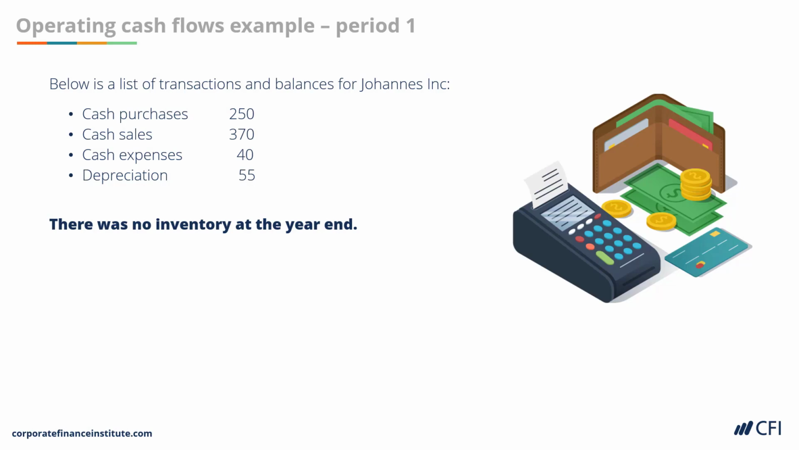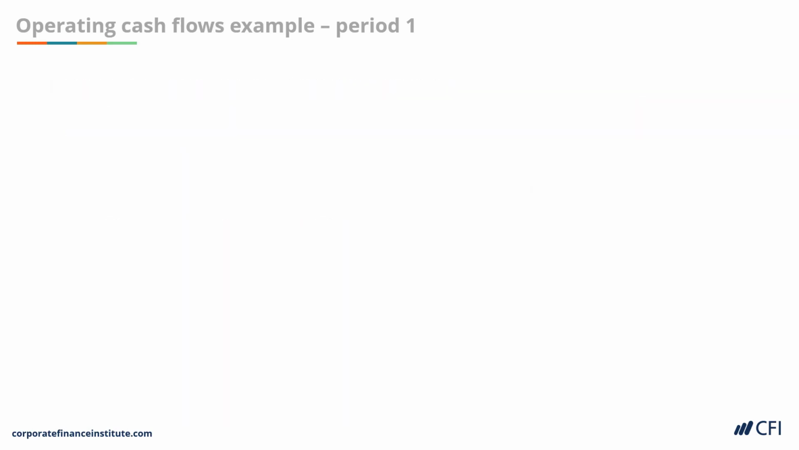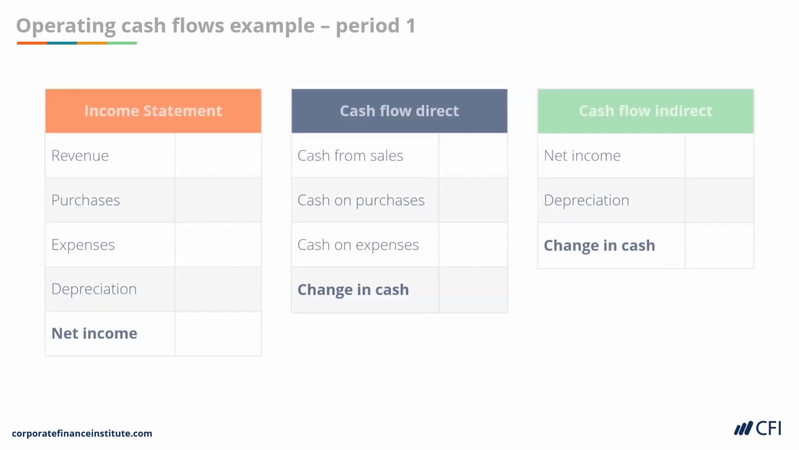If you'd like to test yourself as we go, please download the Excel template called Johannes Periods 1 to 3 template. You should try completing period 1 before moving on to the next period. Let's work through each transaction individually.